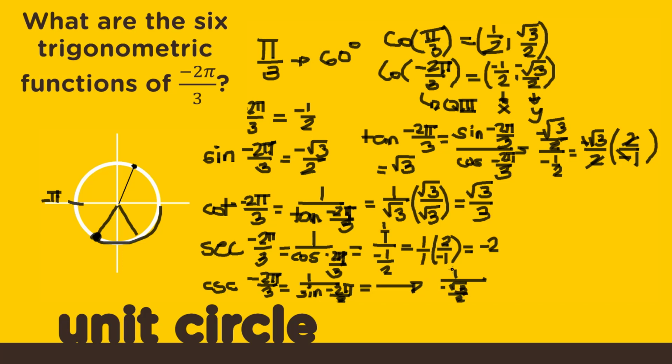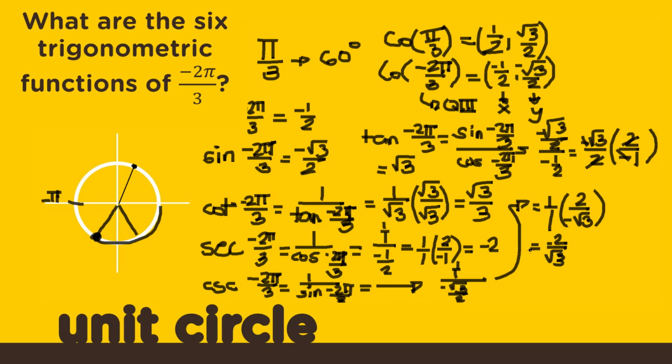Same as earlier, this 1 can be 1 over 1. So we're going to have here the keep, change, flip method. We keep the numerator 1 over 1. Change the operation into multiplication. We flip our divisor, 2 over negative square root of 3, which gives us, I'm going to place the negative here, negative 2 over square root of 3.